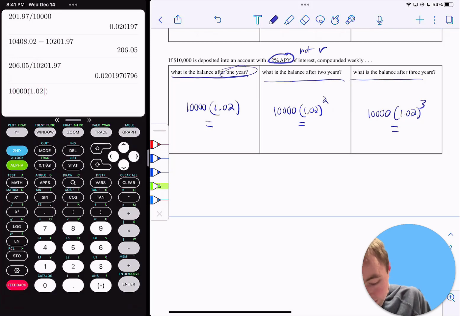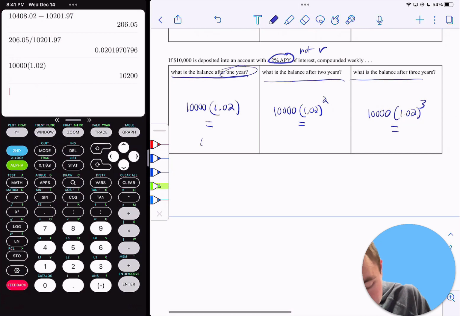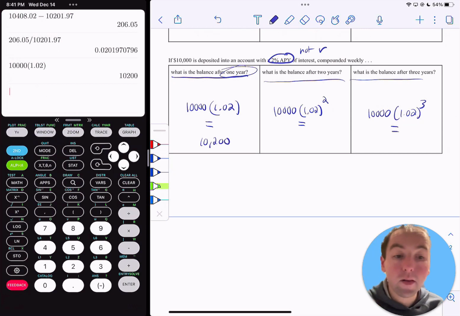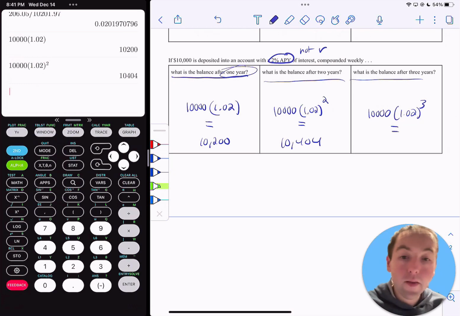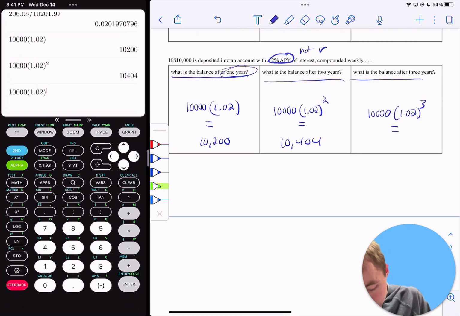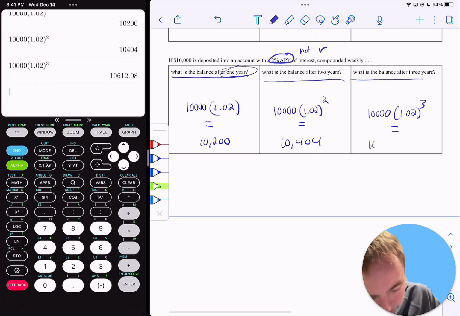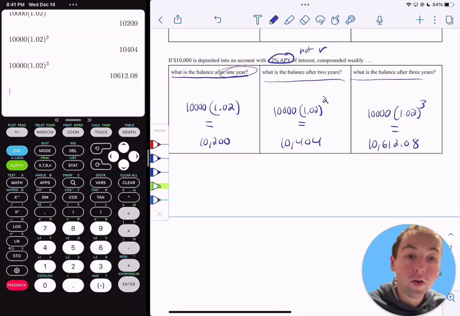So if we do it just once, you're going to end up with $10,200, okay? If it grows by 2%. And then if we do that twice, you'll end up with $10,404 in that second year. So you actually gain $204 in that second year. And then if we do it with an exponent of 3, then we end up with $10,612.08, right? So we actually grew by $208.08 there in that third year.